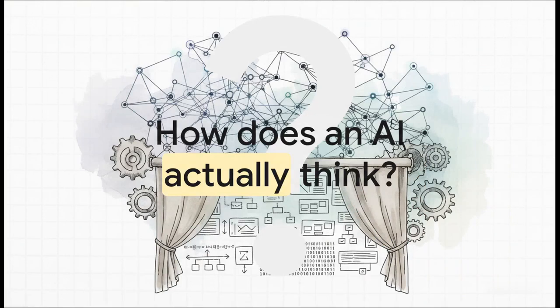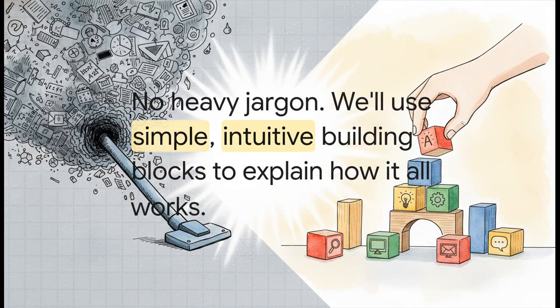How does an AI actually think? I mean, it can feel like pure magic, right? But underneath all that, it's really just a series of logical, totally understandable steps. We're going to peel back the curtain and see exactly how it works, piece by piece. And I promise, we're going to do this without all the heavy, confusing jargon. The whole idea here is to build up our understanding from the ground floor, using simple, intuitive building blocks. You'll see how each piece connects to the next.